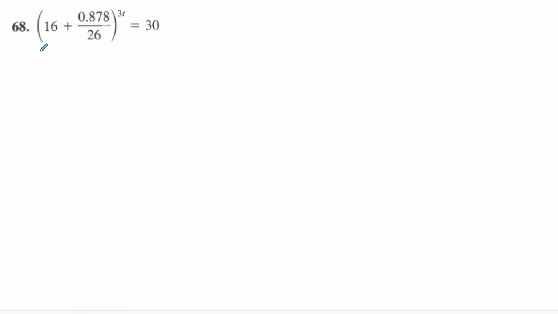Okay, what a mess. What do we do with this? Well, it turns out 16 plus 0.878 over 26 is just a number. So here's what I'm going to do. I'm going to go different. I'm going to take the common log of both sides. Am I allowed to do that? Yeah, as long as it's the same base on each side. So I have log 30 equals the log of this whole mess. And I'm just going to leave it like that.